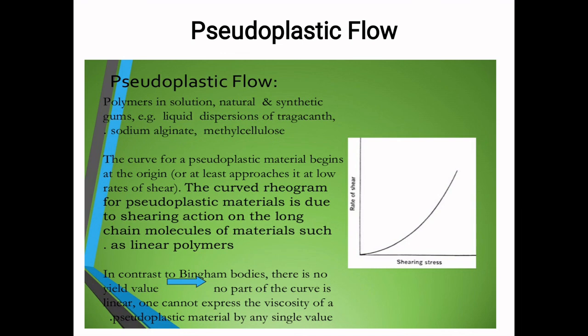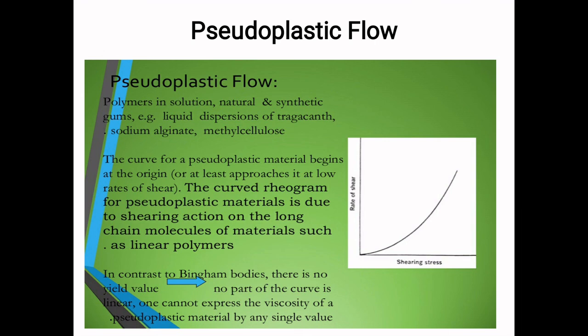So pseudoplastic flow is mainly seen in polymer solutions. The polymer can be natural, synthetic or semi-synthetic, for example, dispersions of tragacanth, sodium alginate, methyl cellulose, etc.